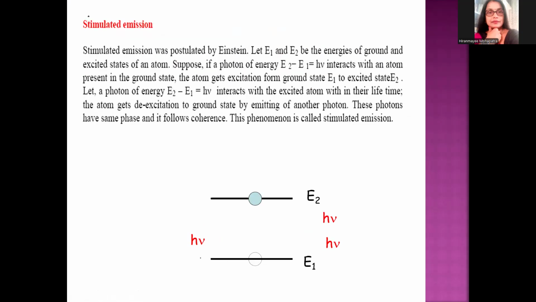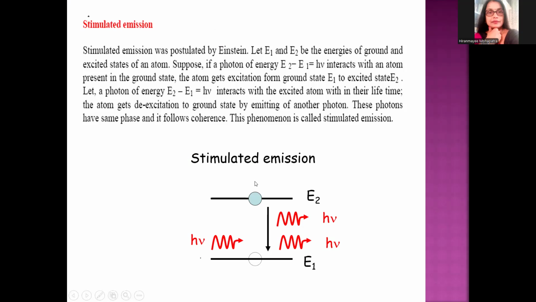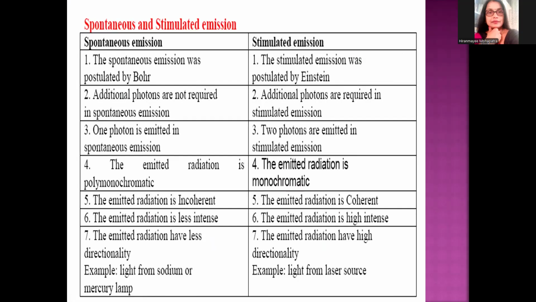Then coming to the third one, stimulated emission. This is the most important process in laser action. When an incoming photon interacts with an excited atom, it stimulates the atom to emit another photon. So the emitted photon has the same frequency, same phase, same direction, same wavelength. As a result, coherent amplification of light occurs. This process is called stimulated emission. So in laser light, stimulated emission occurs. So this is the difference between spontaneous and stimulated emission. There are different points.